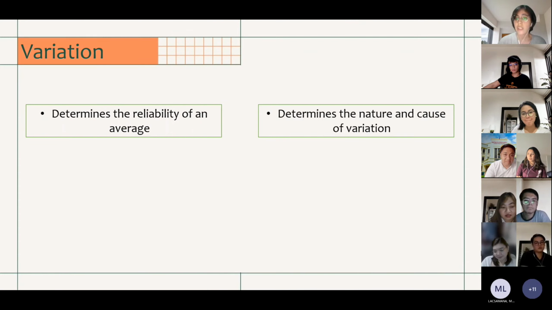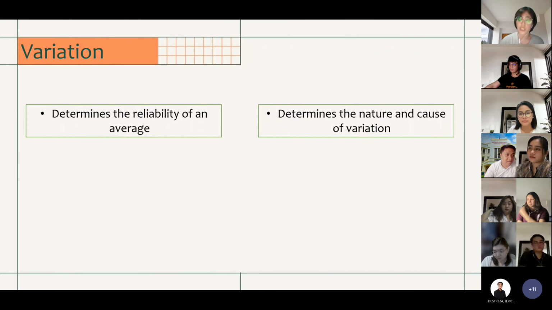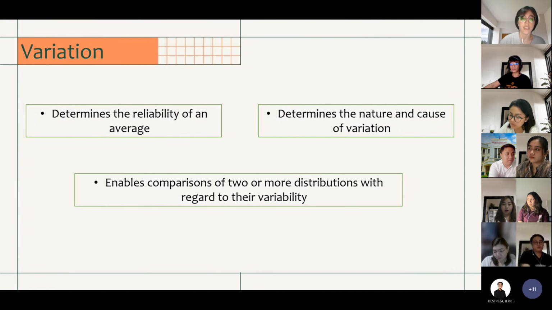And also, it determines the nature and cause of variation. Also, if you wanted to avoid yung variation, so dito mo malalaman kung saan nga ba nagsimula yung pagkakaroon ng variation ng set of data mo. Dito mo malalaman kung may dapat ka bang baguhin doon sa grouping ng data, doon sa pinanggalingan ng data, and such as. Then lastly, it enables you to compare two or more distributions with regard to their variability.